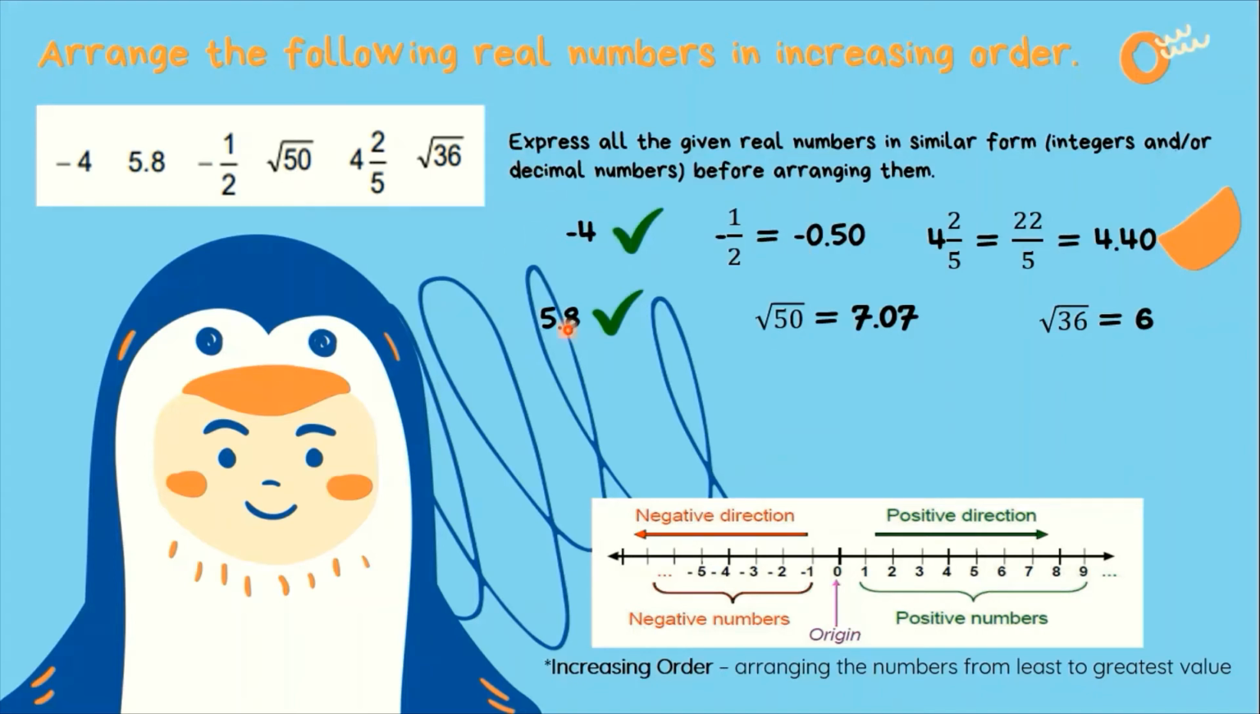Therefore, ang least natin dito na real number ay negative 4. Siya yung least value natin. Siya ang uunahin natin dito. Sumunod kay negative 4 ay si negative 1/2. Dahil negative 1/2 is equivalent to negative 0.50. After negative 1/2, wala na tayong negatives. Punta na tayo ngayon sa mga positive. Sino yung pinakamaliit sa kanilang apat? Ang pinakamaliit sa kanilang apat ay si 4 and 2/5 dahil ang kanyang value ay positive 4.40.